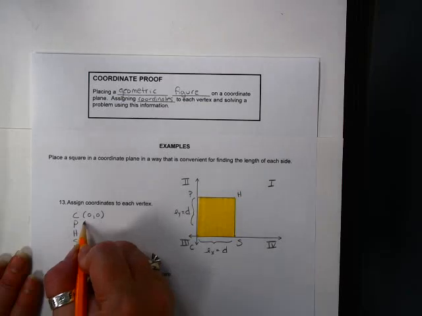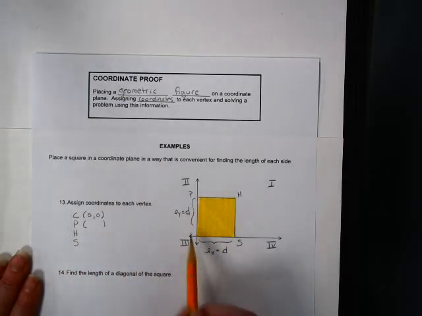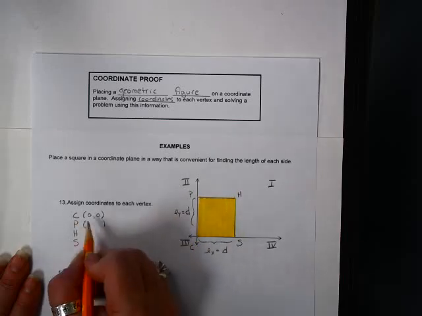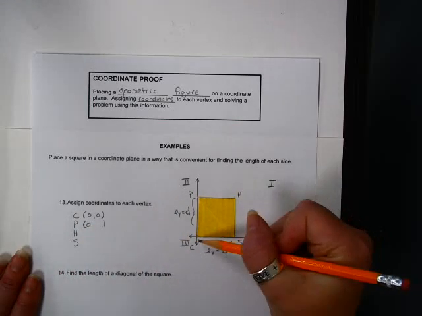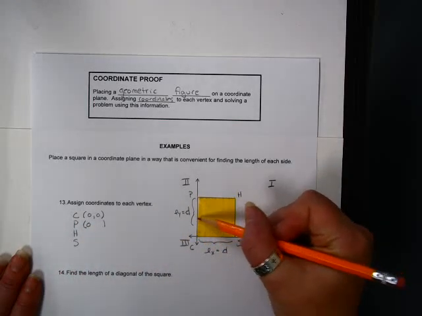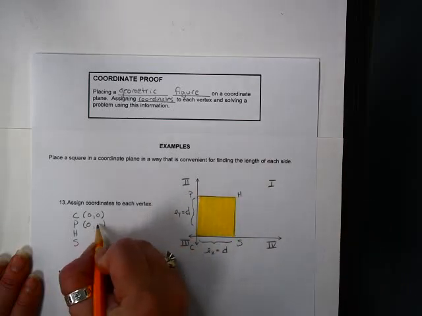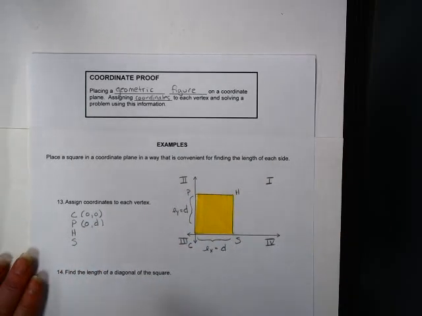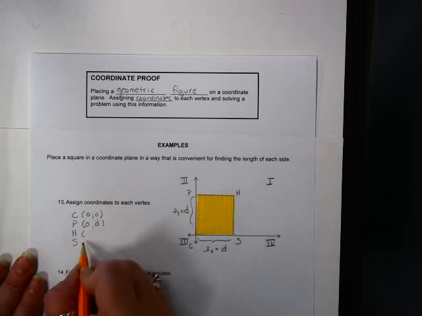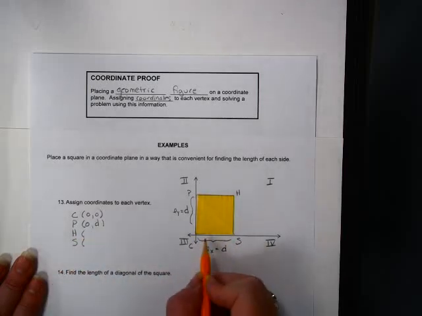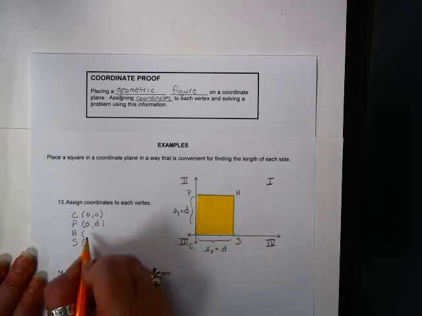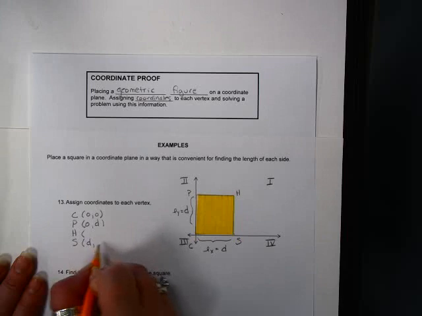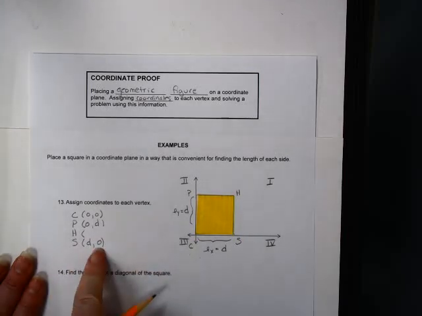So P, if I'm looking at point P up here, I do not move right or left, so that's going to be 0, but I'm going to go up D units. So that should be 0, comma D. All right? And let's do S next. I do move to the right, and I go D units over, but I don't move up or down. So that's going to be D units to the right, 0 for the Y coordinate.